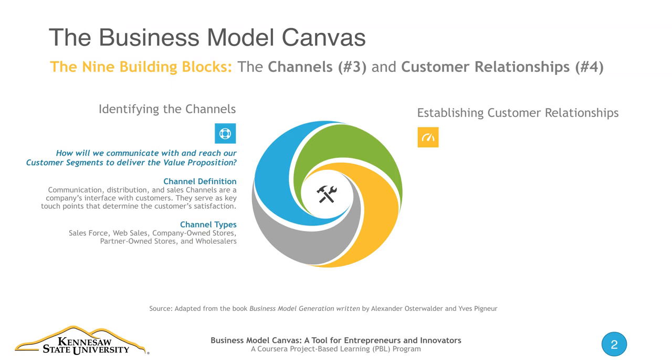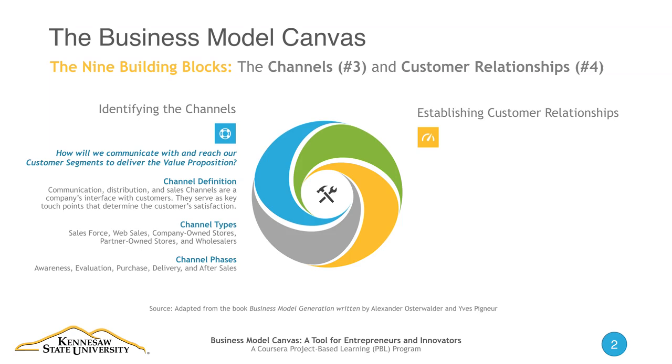Channels are typically broken down into types and phases. Examples of channel types are your sales force, web sales, stores, wholesalers, and depending on the type of product, distribution centers. Channel phases. As we discussed, channels play a very key role in customer communications. The traditional channel phases are awareness, evaluation, purchase, delivery, and after sales.